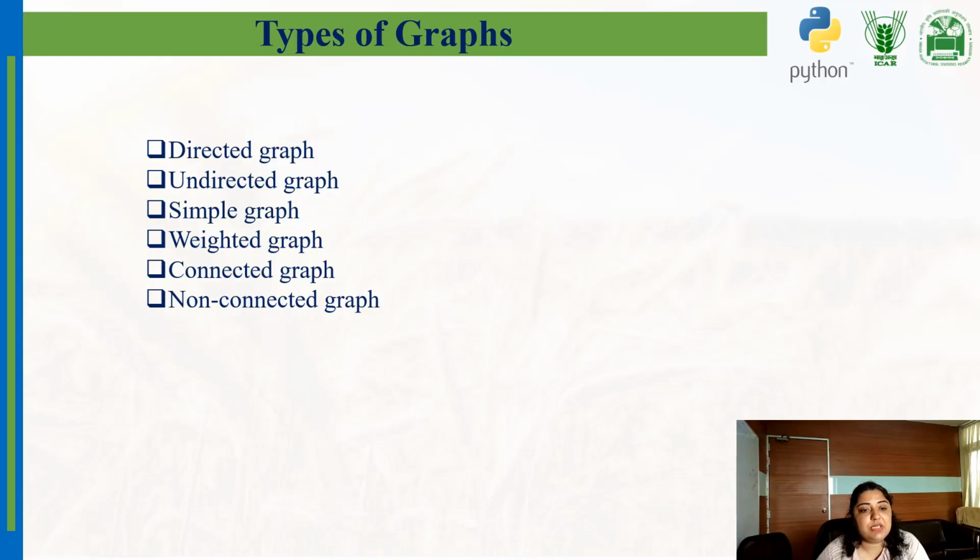Then connected graph: in a connected graph, every node will be connected with each other. In a non-connected graph, it is not necessary that every node will be connected.